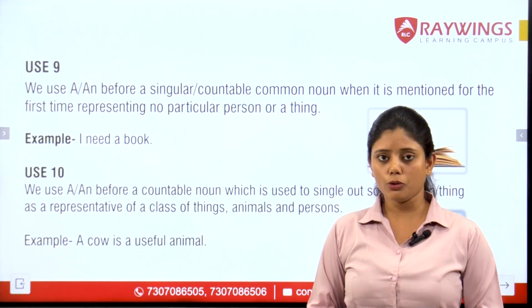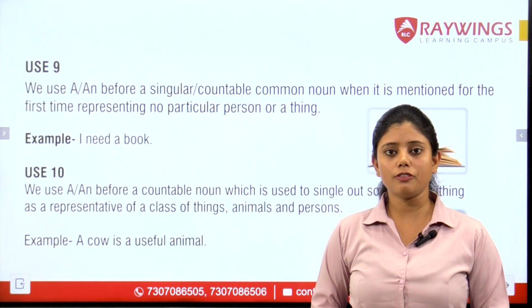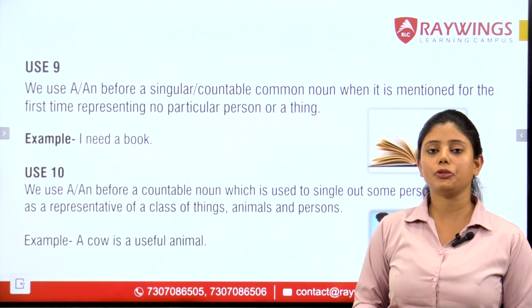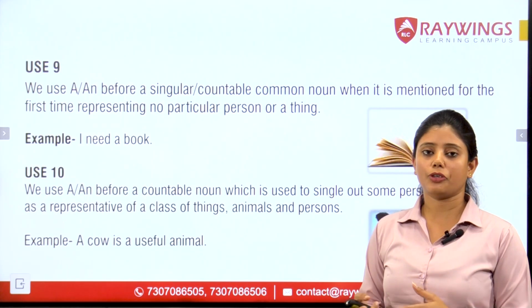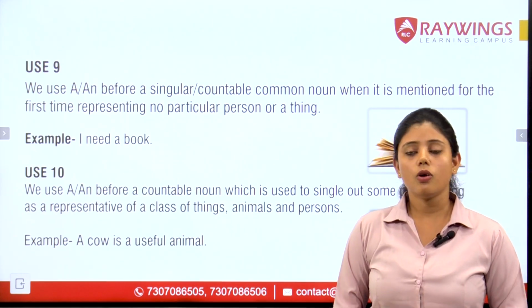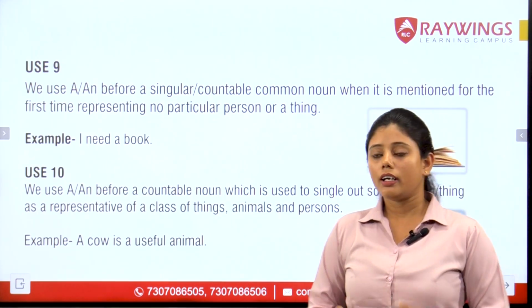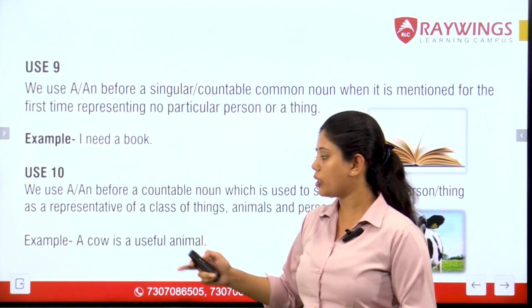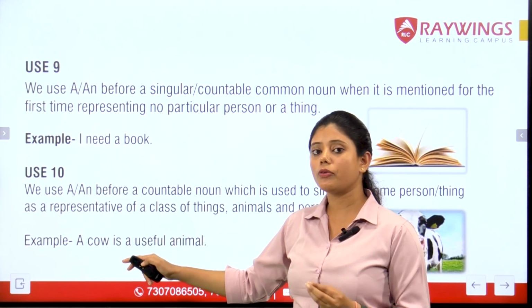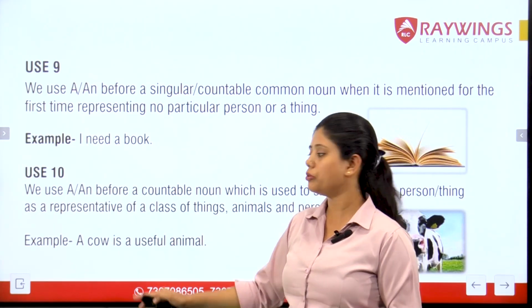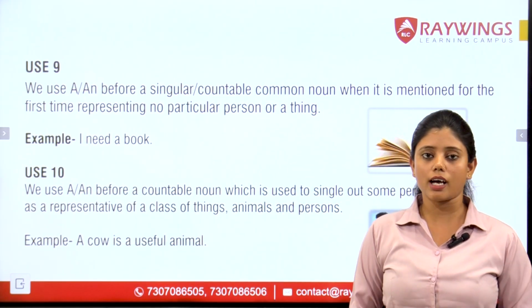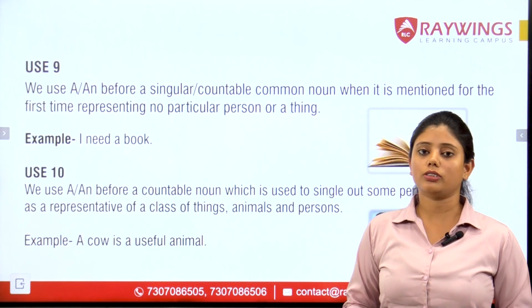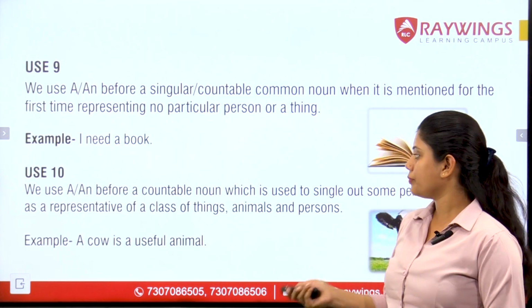Others are not? No, right? Every cow is useful for us. So, whenever we have to tell about the whole class, we will use articles before them. That can be article a or article an. Here the word which we pronounced was cow and that is starting from a consonant sound. That's why we are using article a, right? And it is representing the whole class of cows, that all the cows are useful.